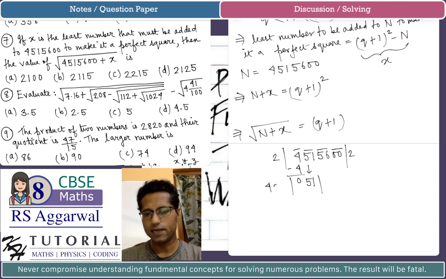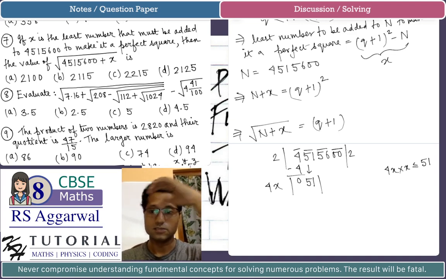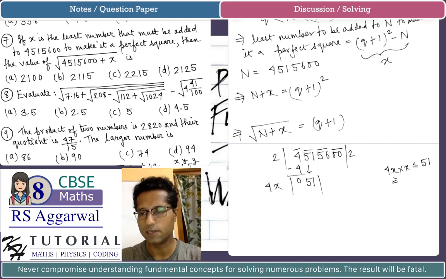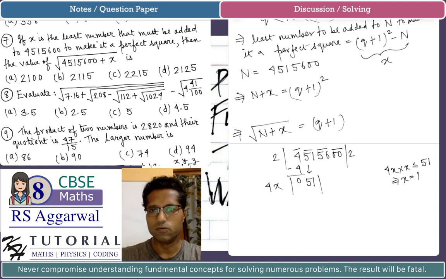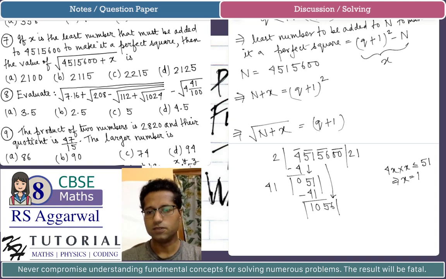Now we have to find a digit x after 4, such that the 2-digit number 4x multiplied by x is less than or equal to 51, and this x has to be the maximum digit. So this obviously implies that x has to be equal to 1. We put x as 1, append 1 to the quotient, and this becomes 41. 41 into 1 is 41. We subtract 41 from 51. The remainder is 10. We bring down the next period, append it with the remainder. So the new dividend becomes 1056.